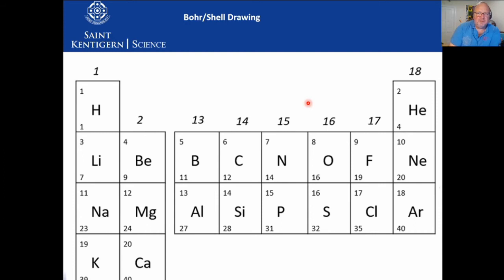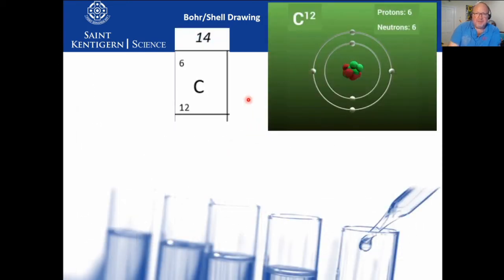So let's have a look at carbon. Okay, so carbon is over here. There's carbon. And let's zoom in on carbon. So, carbon is in group 14. So how many electrons in the outer shell? Let's count them. 1, 2, 3, and 4. Okay, so there's 4 in our outer shell.